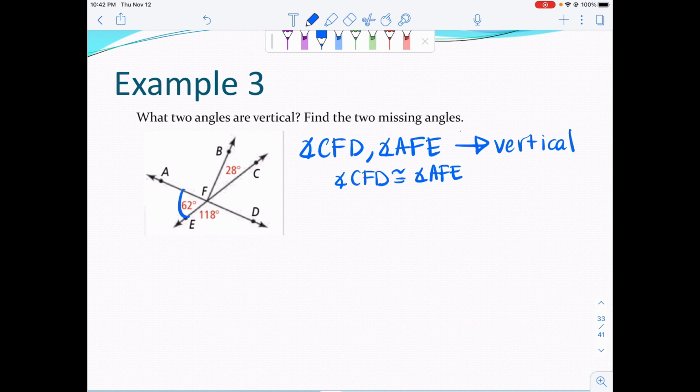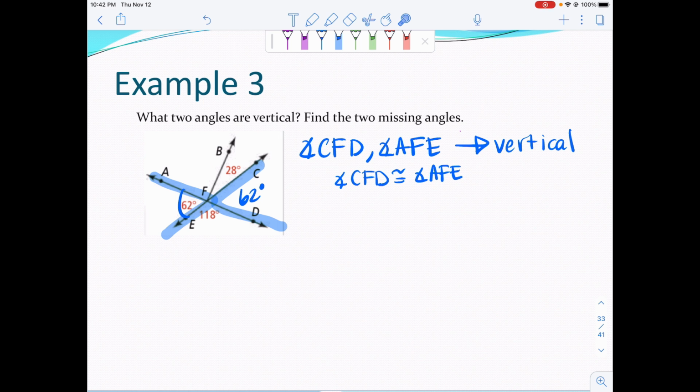So if this angle here is 62 degrees, which is angle AFE, then angle CFD has to equal the same thing, which is 62 degrees. So it says find two missing angles. That means I found one missing angle. This angle here was missing, so I found this angle. And if you notice, there's one more angle that is missing, which is that one right there.